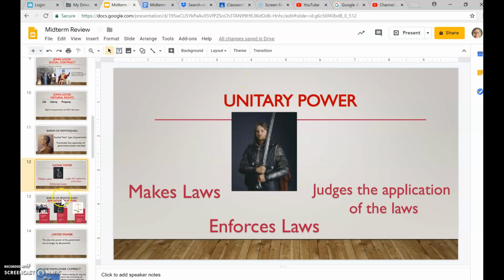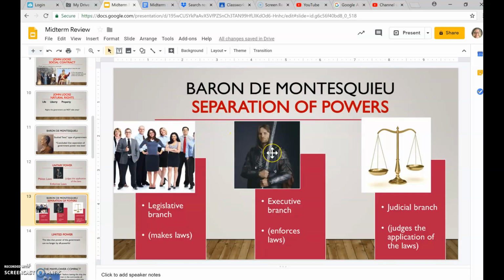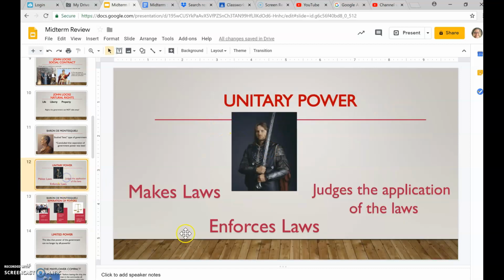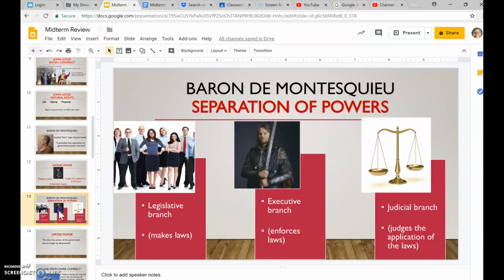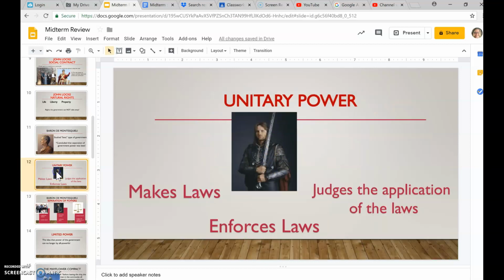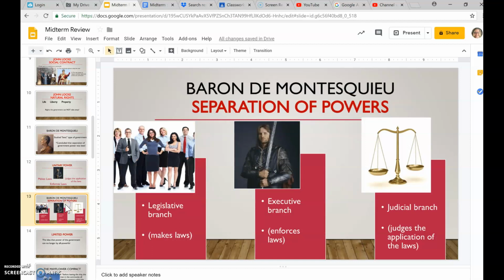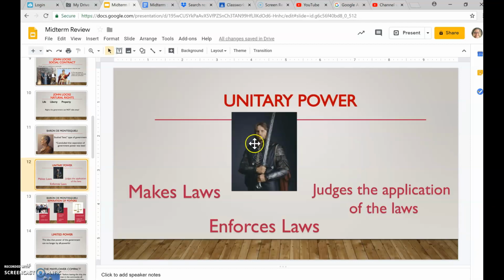But check this out. Montesquieu said, how about if we separated that power out? So now, instead of him making laws, enforcing laws, and judging laws, let's only let him enforce laws. Let's create another branch of government, a legislative branch, to make laws. And then another branch over here, the judicial branch of courts. So he's not judge and jury. The courts do that. He doesn't make laws, that's the legislative branch. All he does is enforce laws. So is he more powerful here or here? That's right, he's more powerful here when he has all power.